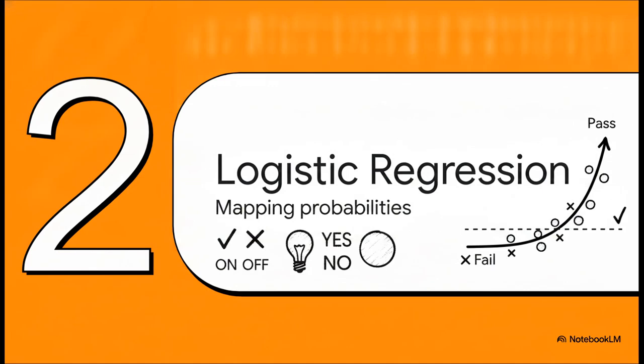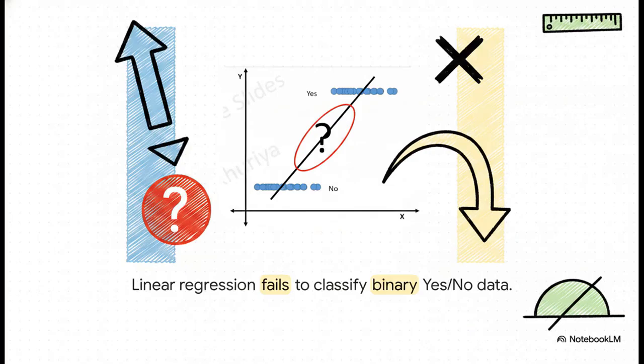Section 2, Logistic Regression, the S-curve. Mapping probabilities. So with our data properly prepped and balanced, let's jump into our first major classification tool. Logistic regression is our absolute go-to for binary-dependent variables. We're talking about situations that can only be one of two states, pass or fail. True or false, yes or no.